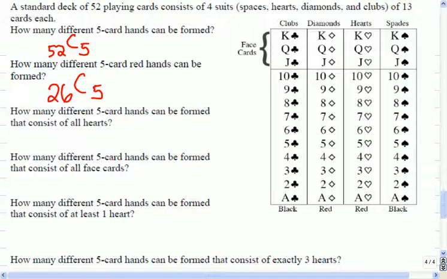How many different 5-card hands can be formed that consist of all hearts? 13 C5. Great, there are 13 hearts, so we want to choose 5. What's that called in poker? Flush. Right, and how many suits are there? 4. So this times 4 gives me the number of possible ways to be dealt a flush, and I know how many possible hands there are. You can calculate a probability of getting a flush, and then go win some money. Well, it's not very high, so I wouldn't go betting on getting a flush. It's pretty hard to do.